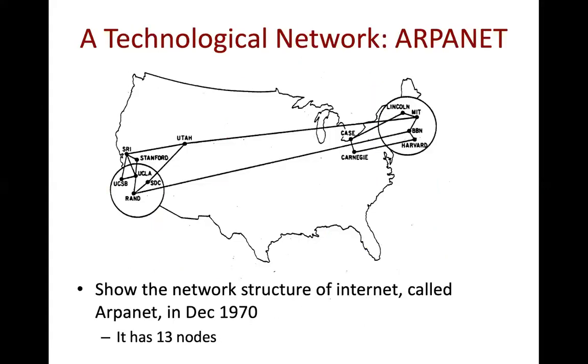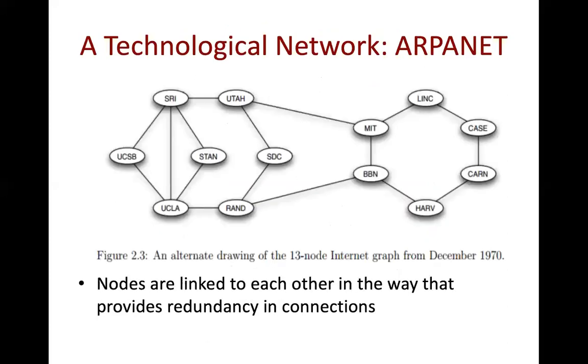And this is another network, ARPANET, which was the granddad of the internet. This is how it was organized. What is interesting is that it has 13 nodes, and the nodes are linked to each other in a way that redundant connections always exist. If some connection is broken, there will always be another connection to reach that node, and that basically guarantees the stability of the network and how it works.